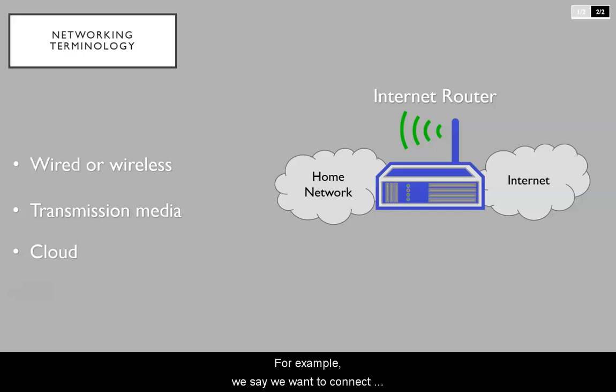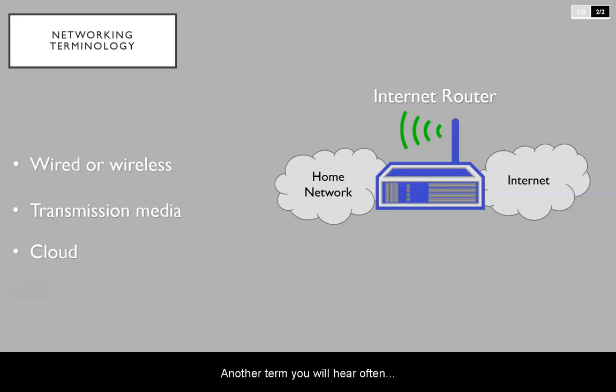For example, we say we want to connect the home network to the internet. We just abstract every device at home within a cloud called home network. We will do this during the course to refer to networks at home, work, factories, etc. Please don't confuse this with cloud computing. We will talk about that topic later.